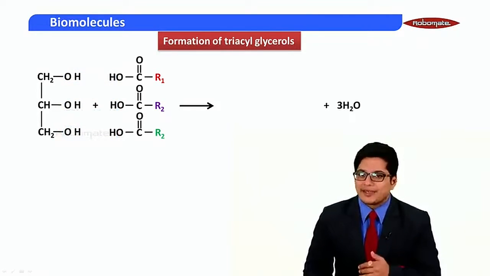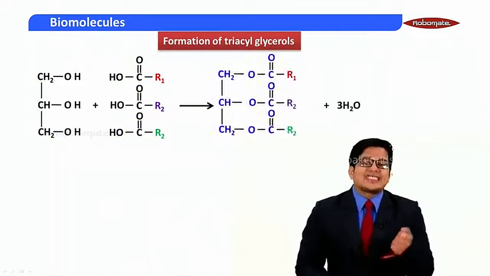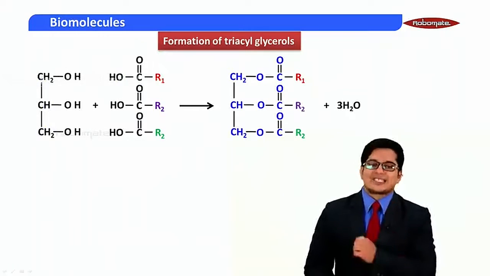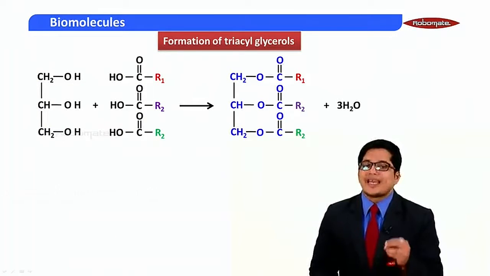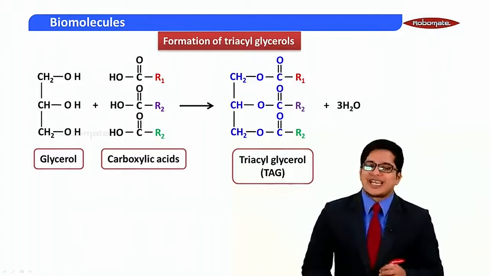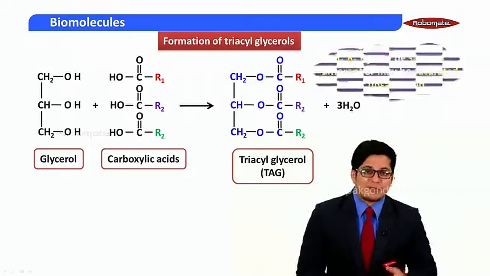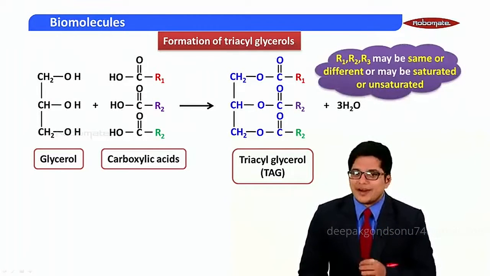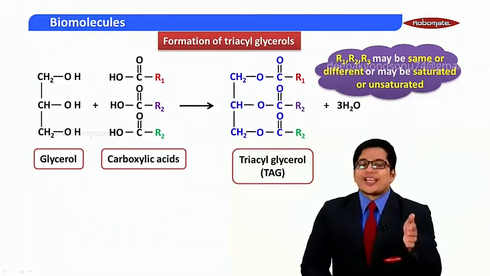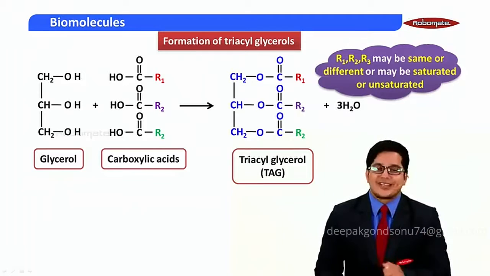And now all the remaining groups combine together to give the corresponding ester, and this ester is called triacylglycerol, or complex fats. So from glycerol and carboxylic acids we got a molecule of TAG, that is triacylglycerol. Let's move further, and we need to remember that R1, R2 and R3 which we took might be the same or different, and they might be saturated or unsaturated.